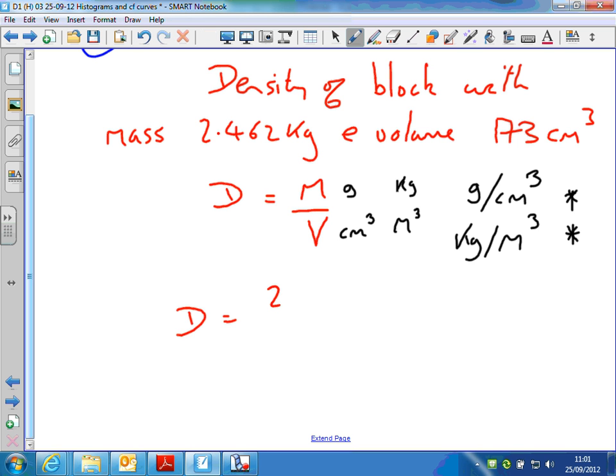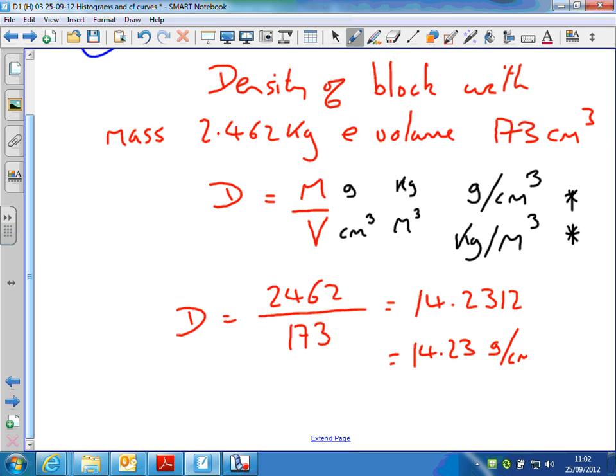Right. So I'm going to type into my calculator 2,462 divided by 173 equals. What's the answer? Round to an appropriate accuracy. 14.23 grams per cubic centimetre to 4 significant figures.